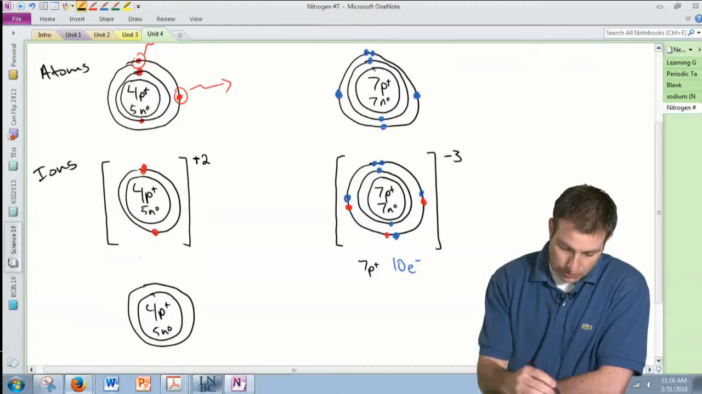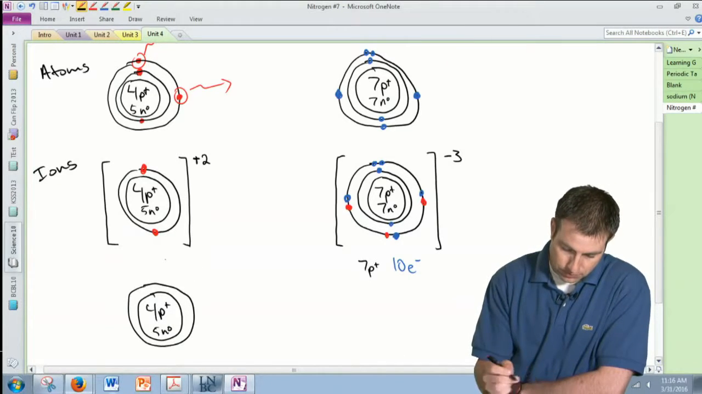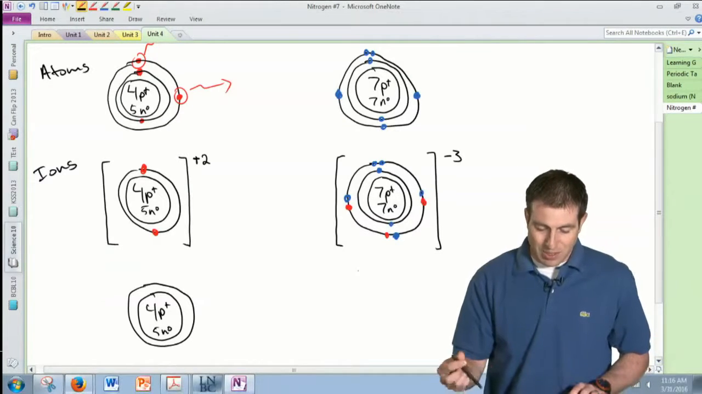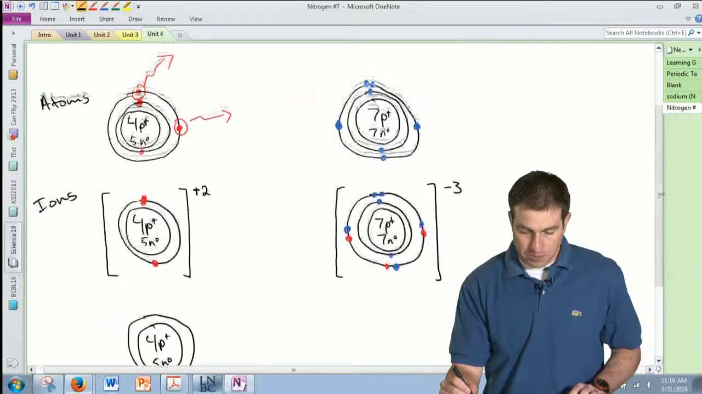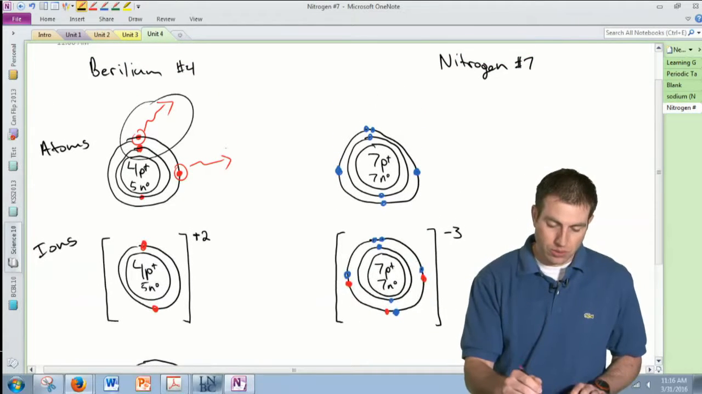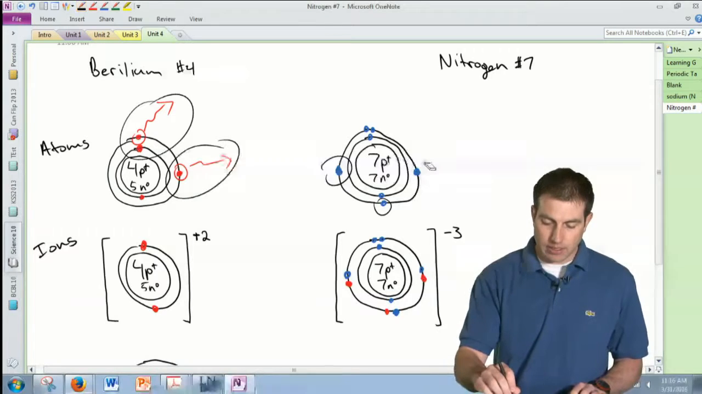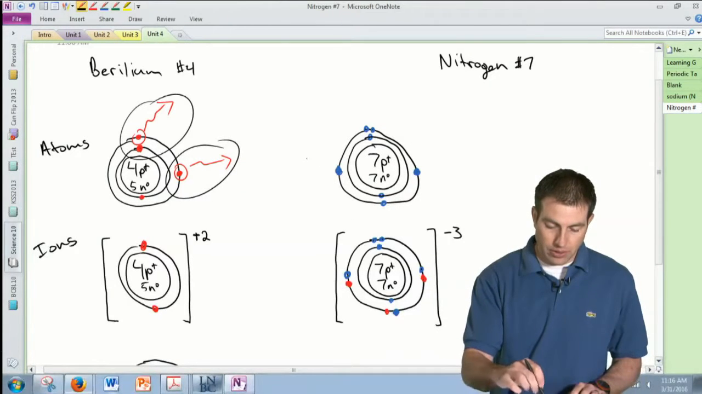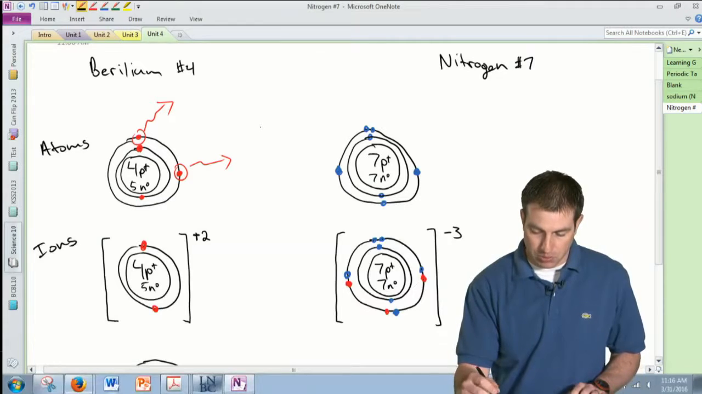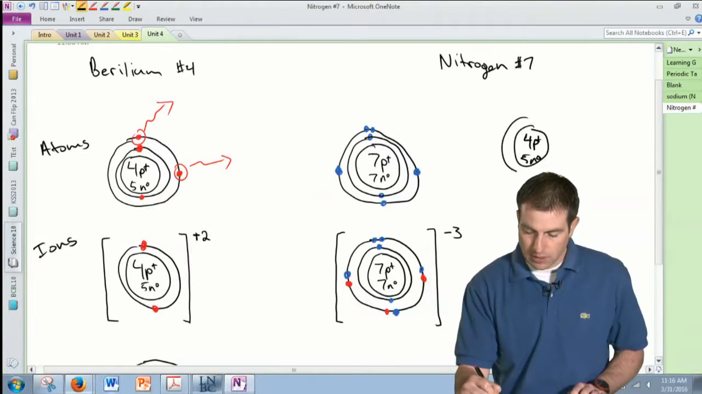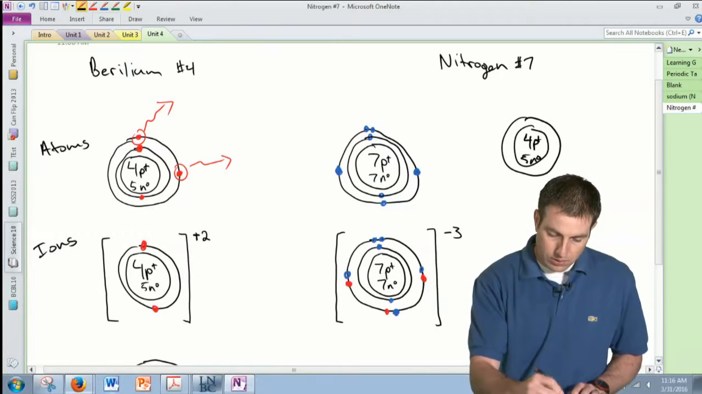If it wanted to get rid of 2 more, well, I'm running into a problem here because beryllium wants to get rid of these 2, and nitrogen needs 3. So if I added another beryllium over here, and it's going to give up another 2, well, what's the problem that we're running into here now?